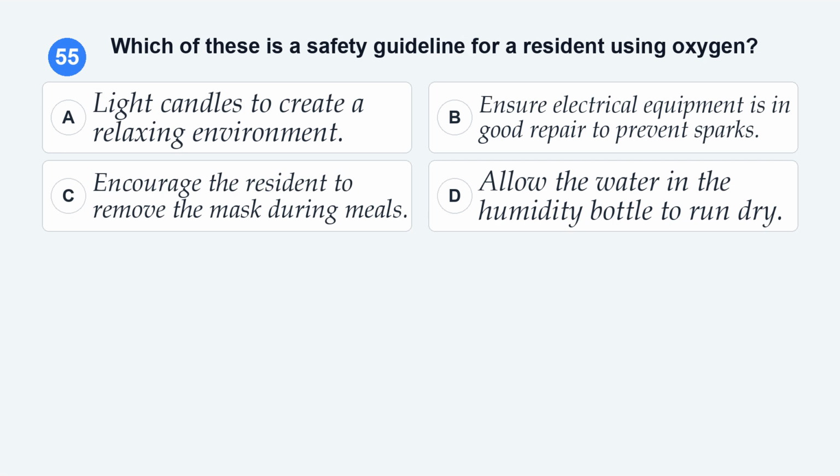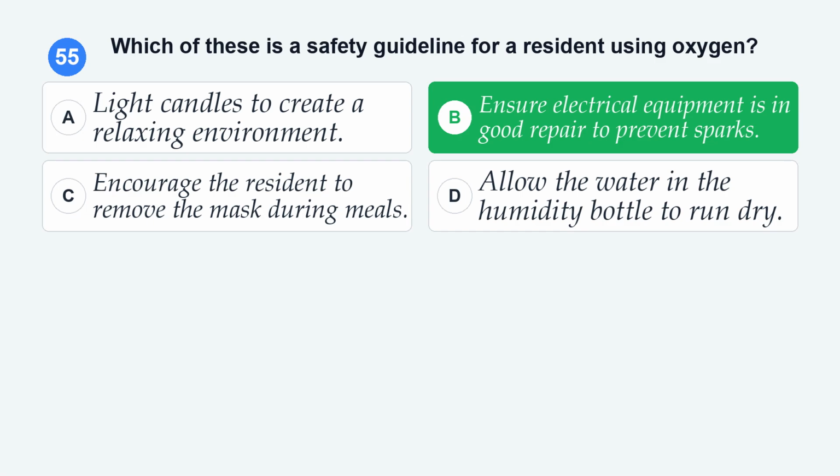Question 55. Which of these is a safety guideline for a resident using oxygen? Option A. Light candles to create a relaxing environment. Option B. Ensure electrical equipment is in good repair to prevent sparks. Option C. Encourage the resident to remove the mask during meals. Option D. Allow the water in the humidity bottle to run dry.